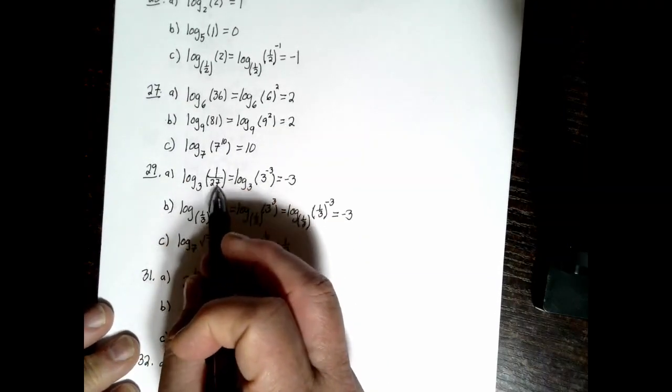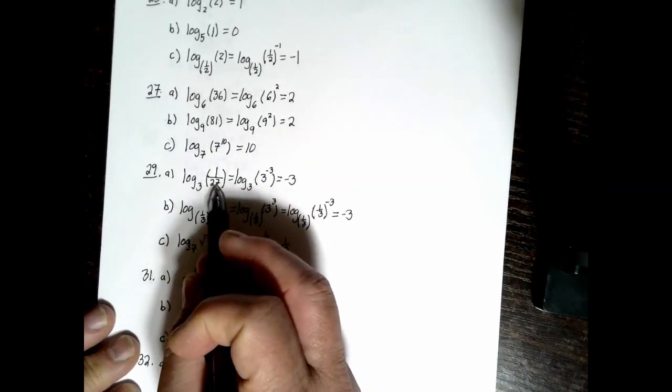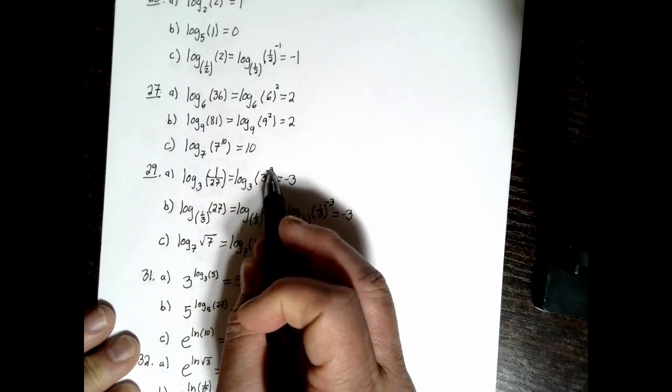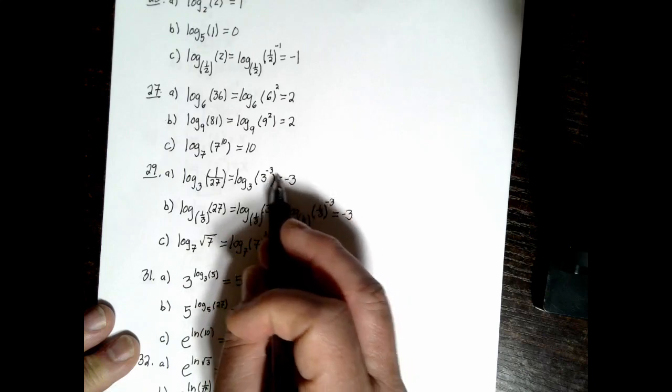Log base 3 of 1 over 27, well, 27 is 3 to the third. When you cross the fraction bar, it becomes 3 to the negative 3. And so your answer is just the exponent.